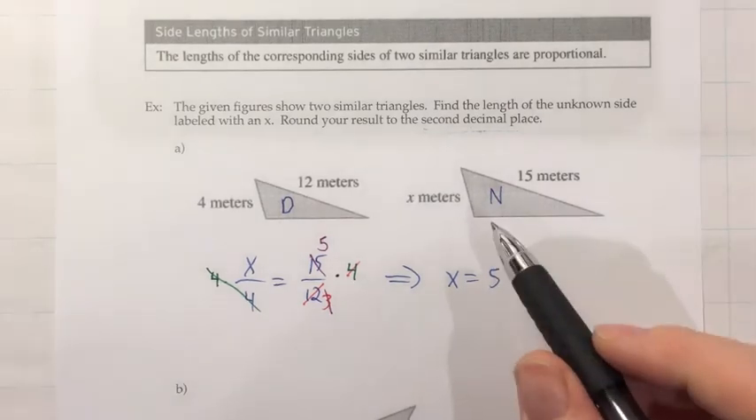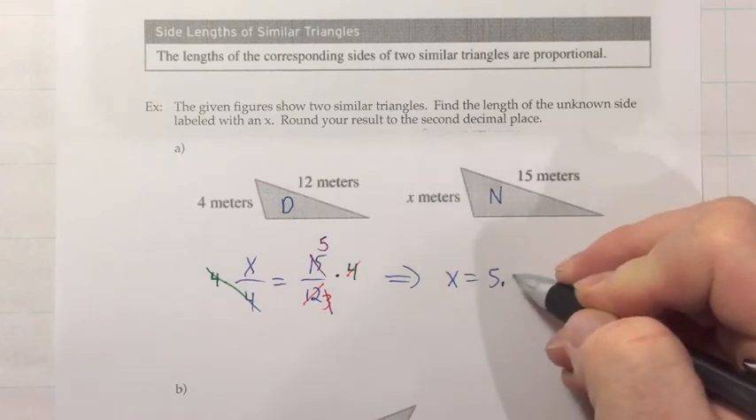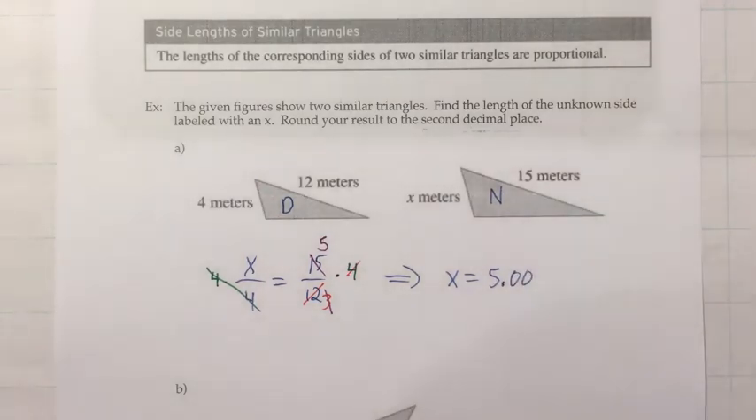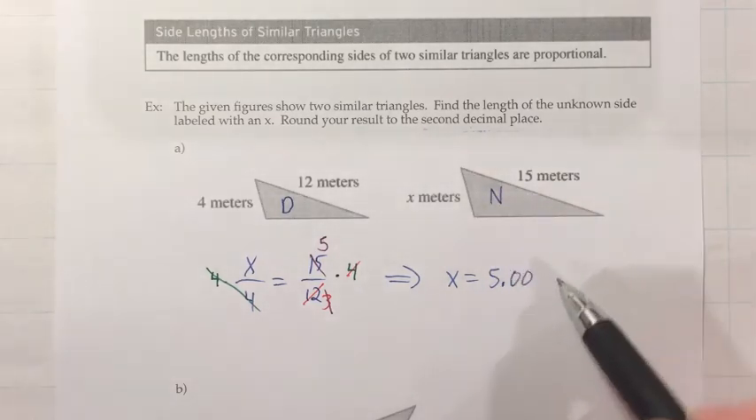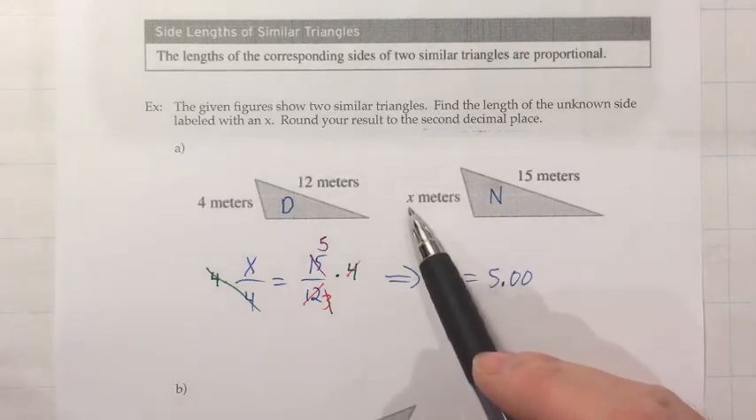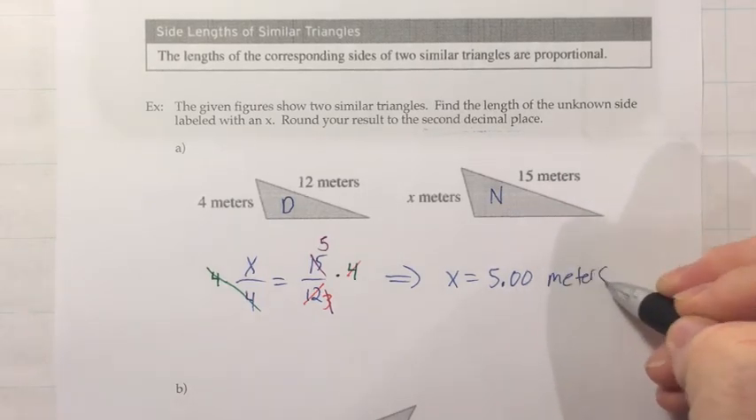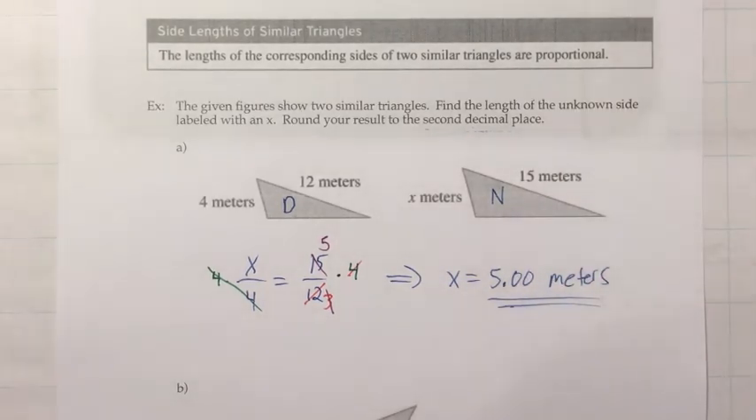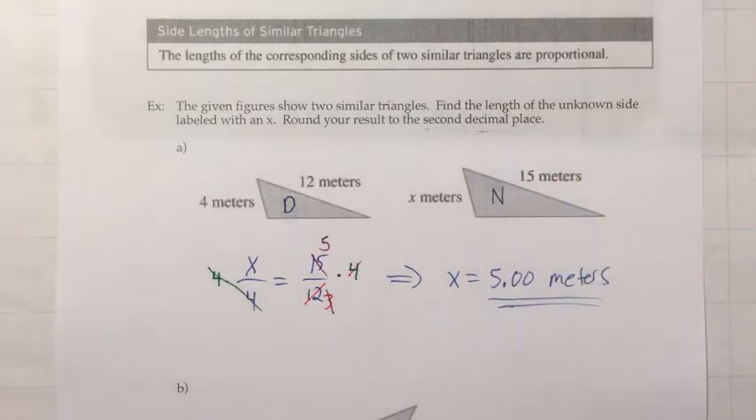I think on my MyMathLab, if they tell you to round to the second decimal place, then even if you get a really nice number like 5, you should still write 5.00 so that you're following those directions. The units on this side length would be meters. I guess I could argue we don't have to write meters because it already says x meters, but even so, I would probably still do it just to emphasize what the units are. So that side length right there is 5 meters according to similar triangles. All right, let's try another one.